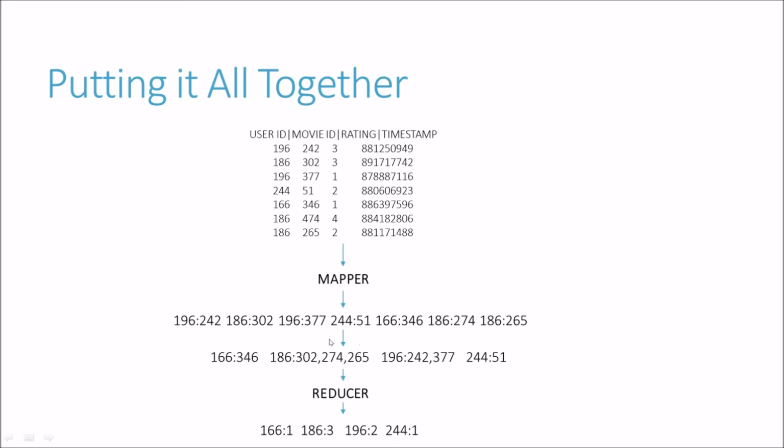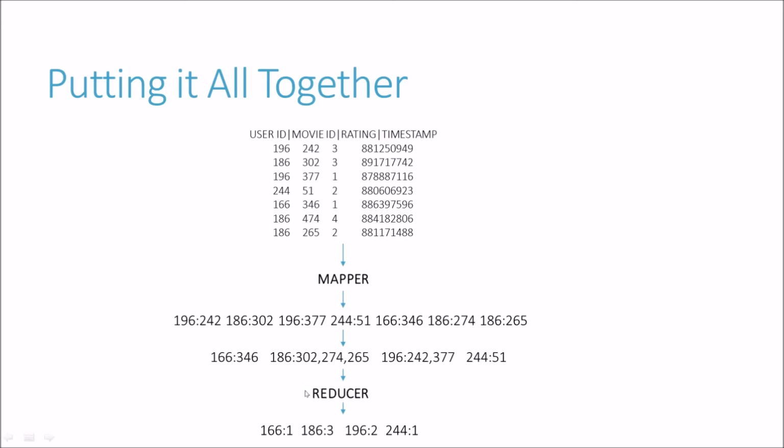Then in the magical phase of MapReduce, all those keys are sorted and then grouped where all the values are associated with their key. So each unique key shows up and we get a list of all the values associated with that key. So we know that user ID 166 watched movie 346, user ID 186 watched these 3 movies, user 196 watched these 2 movies, and user 244 watched this 1 movie. And that's what gets produced as input to our reducer function.